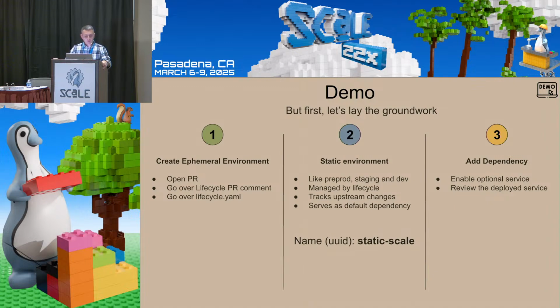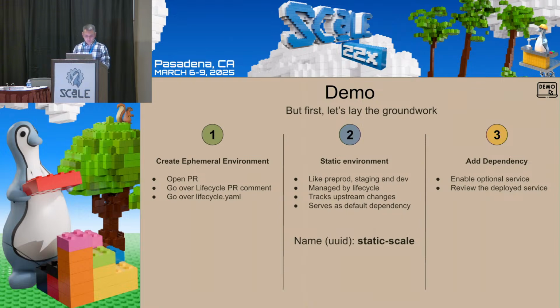I've called it static SCaLE, because we're at SCaLE. So anytime we look at static SCaLE or I mention static environment, this is not the traditional staging or production type of static environment. This is a static environment managed by Lifecycle, which is used as the default dependencies for other pull request based environments, if you don't care about those dependencies. And then we'll also add an optional dependency to one of our environments so that it can create its own one, and then we can play with it.